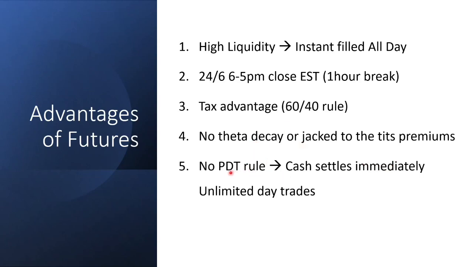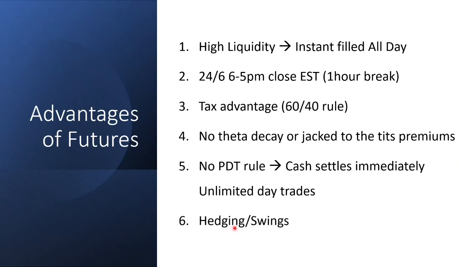Number 5, there's no PDT rule. So the PDT rule is if you have under $25,000 in your account, you are not allowed to day trade. It'll trigger that rule if you do day trade, and they'll lock your account for a certain duration. For futures traders, cash settles immediately, so you're allowed to do unlimited day trades as many times as you want.